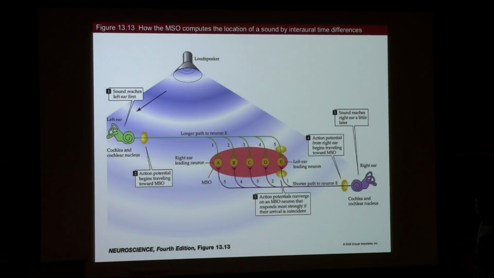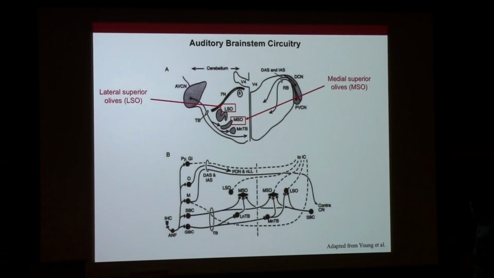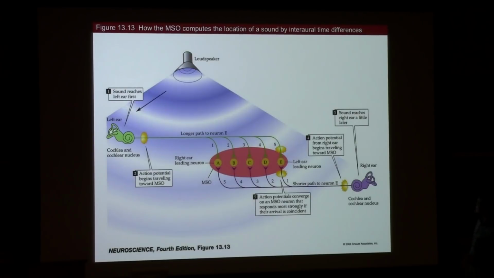the MSO. The MSO is this structure here. It receives excitatory inputs from the same side, ipsilateral, and the opposite side, contralateral. So here's how it works. Suppose there is a group of neurons in the MSO, connected to the cochlea on one side and the cochlea on the other side. And you have sound coming from a loudspeaker to the left. When the speaker makes a sound, it travels to the left ear first.